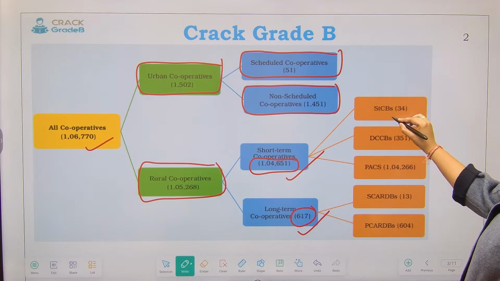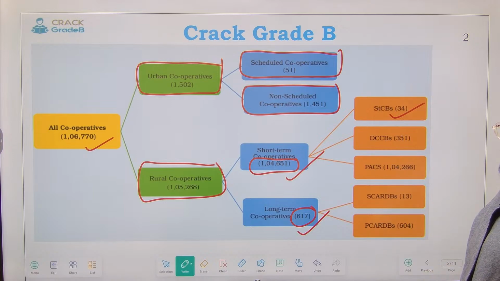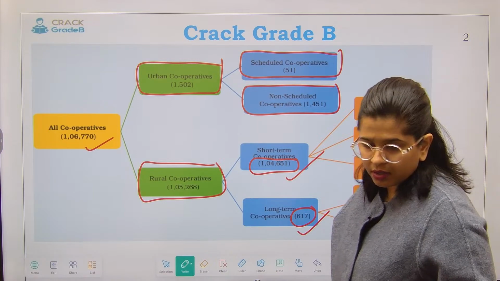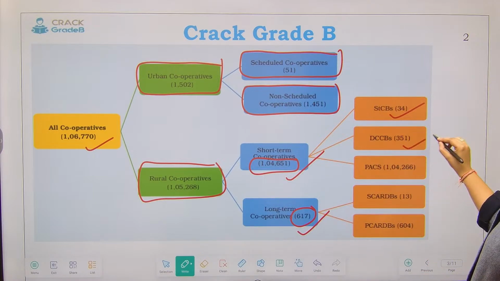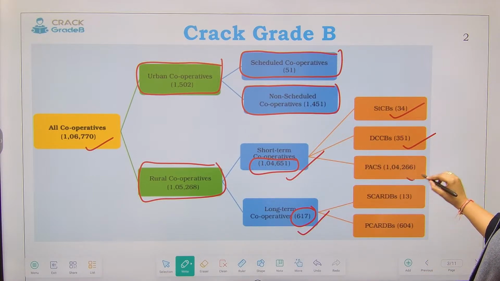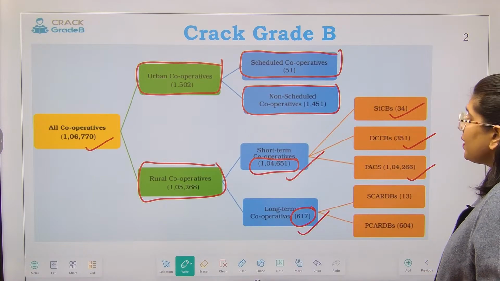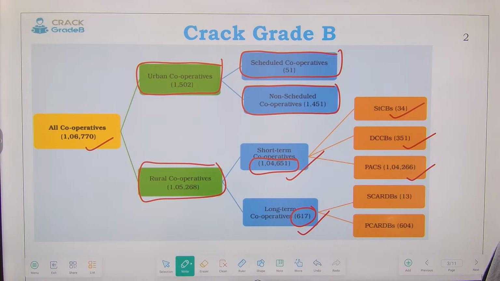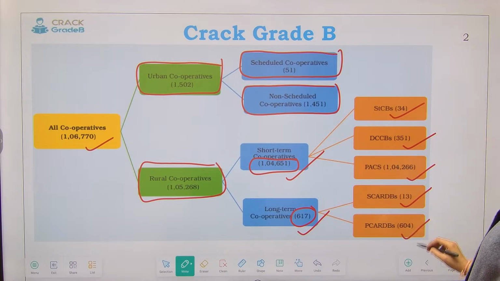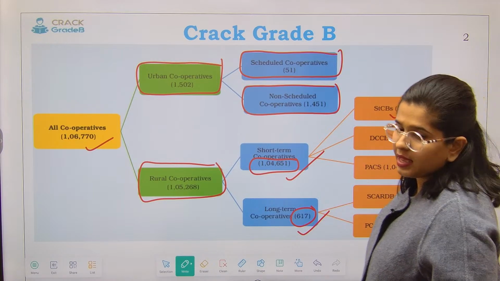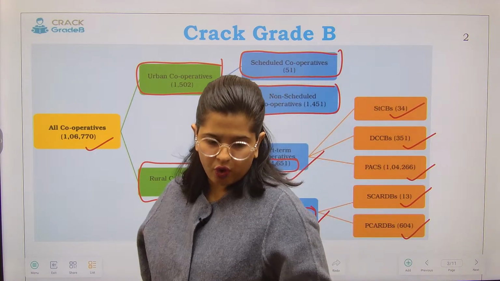Okay. Coming back to short-term cooperatives, what is the further classification of it? So we will see there is a state level cooperative, right? Then we have district level cooperatives as well as the primary agriculture credit society. Then for the long term basis, we have the agriculture and rural development banks at the state level, and at the primary level we have agriculture and rural development banks. So this is the structure of the cooperatives.